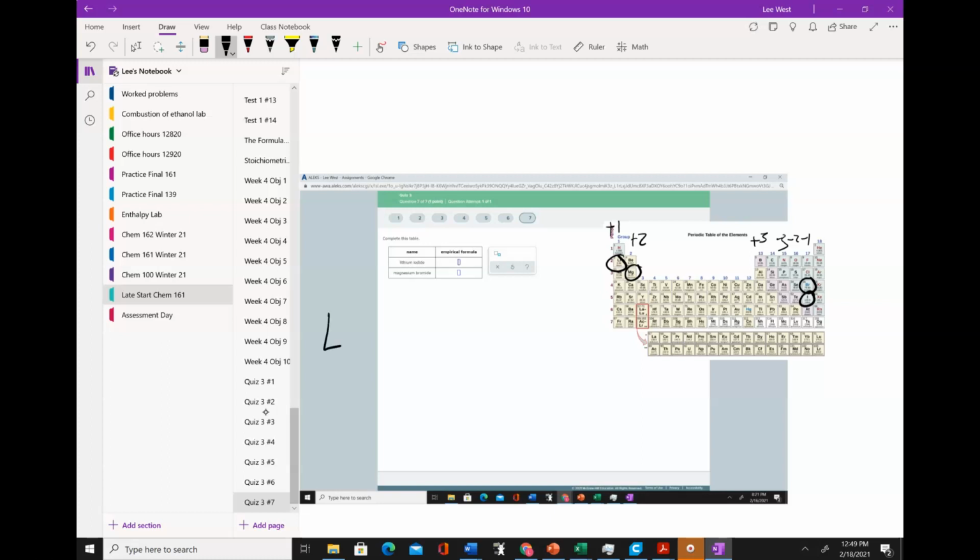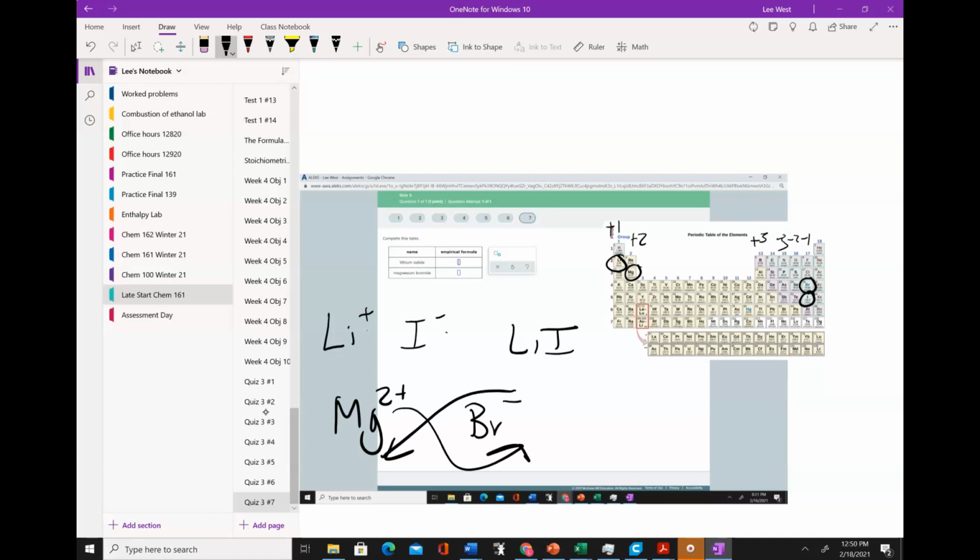So lithium is in group 1A, so it is +1. Iodine is in group 7A, so it is -1. They have equal and opposite charge, so they combine 1 to 1. Magnesium's in group 2A, so it is 2+. Bromine is in group 7A, so it is -1. So I've got to do crossover because they have different charges, so it is MgBr2.